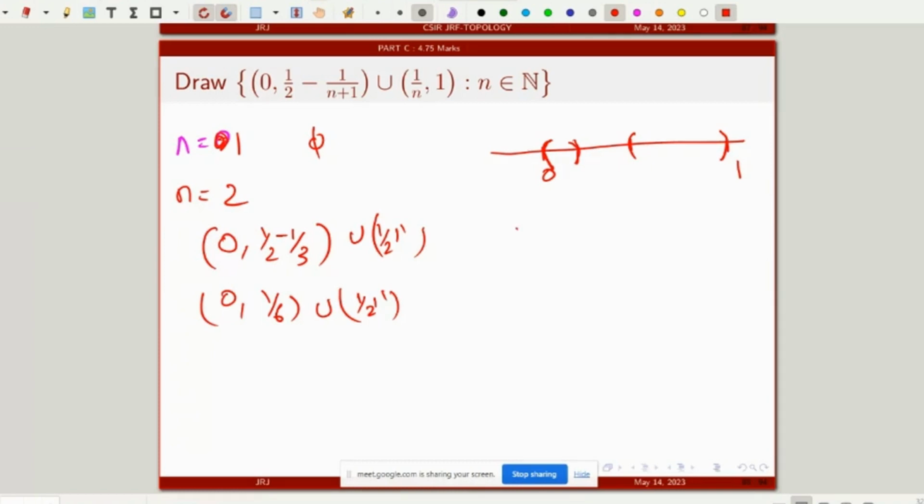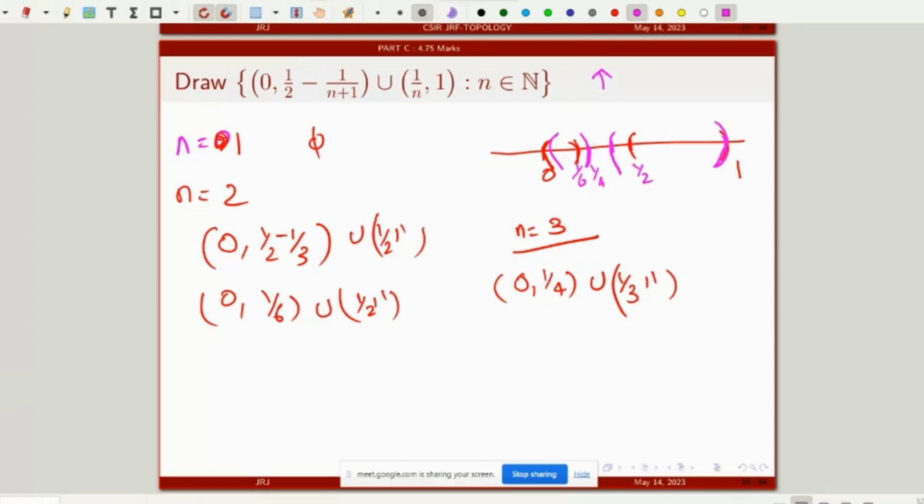Now what will be the open set when n equals 3? It is 1/2 - 1/4, so it will be (0, 1/4) union (1/3, 1). How will it look? This is 1/2, so 1/3 will come somewhere here, and (1/3, 1) will come like this. This is 1/6, and 1/4 lies somewhere here. This side it keeps increasing, and this side also keeps increasing. So this sequence is monotonically increasing.